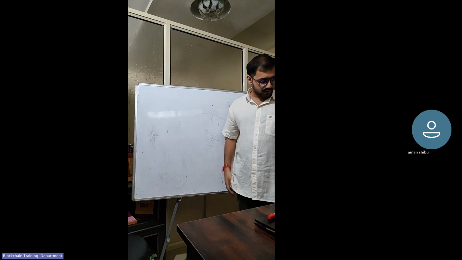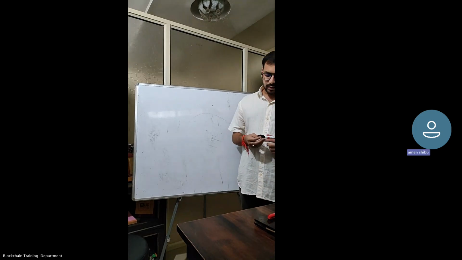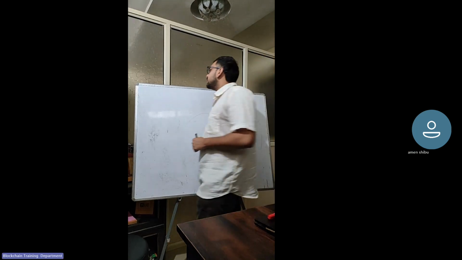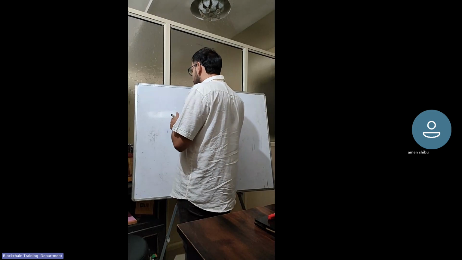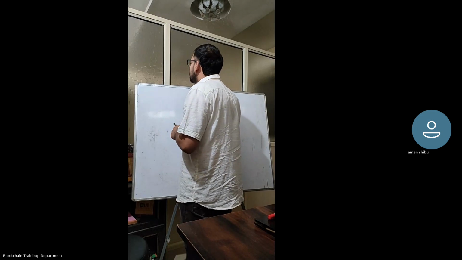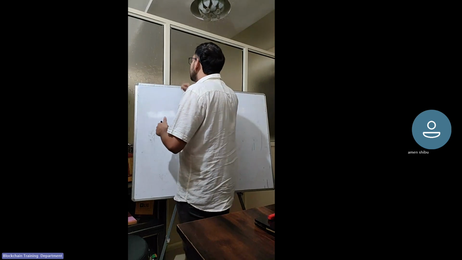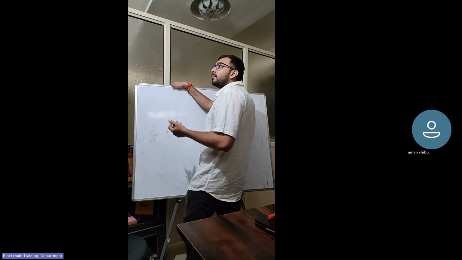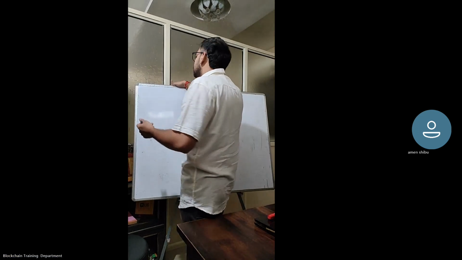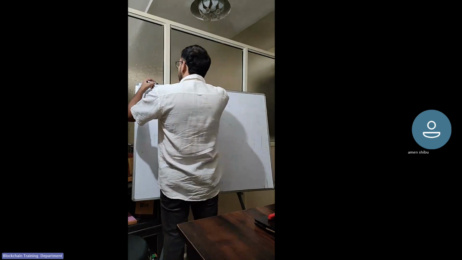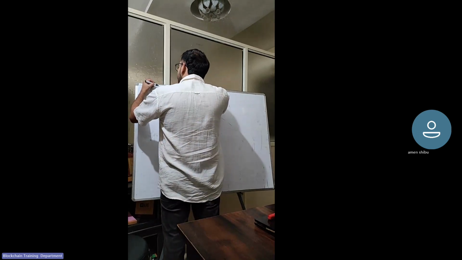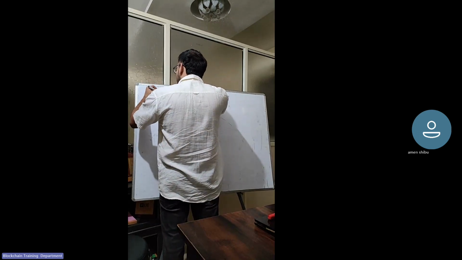Okay, Amin, let's just start. We have seen asymmetric cryptography and symmetric cryptography. Can you tell me the basic differences between symmetric cryptography and asymmetric cryptography? What do you think will be the differences between symmetric and asymmetric?